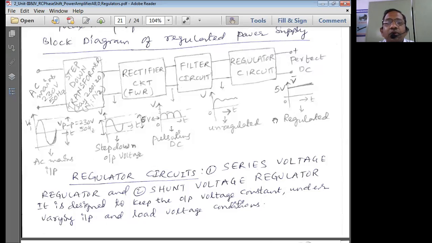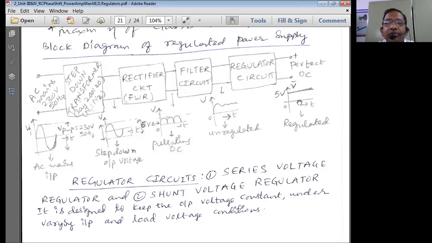So we discussed the basic block diagram of an overall regulator circuit. The regulator circuit is simply comprised of all these elements, and basically we apply the AC signal, and the electronic gadget always requires a DC signal to operate. So therefore we get a DC signal by using all these various blocks. We discussed that.